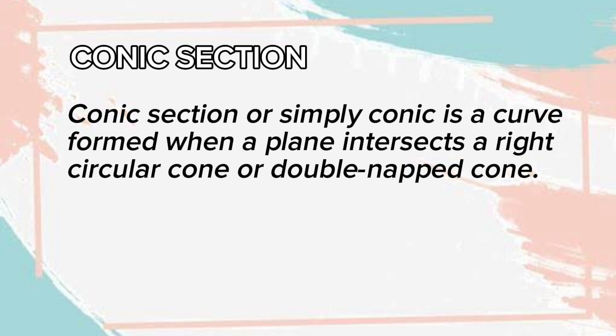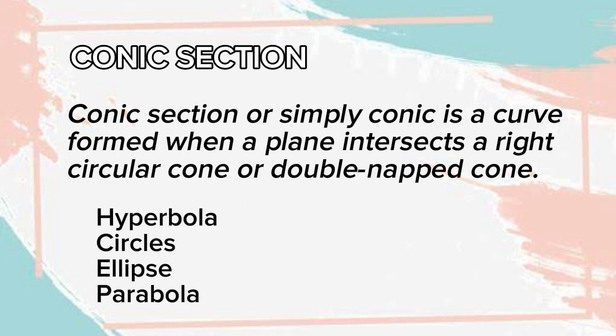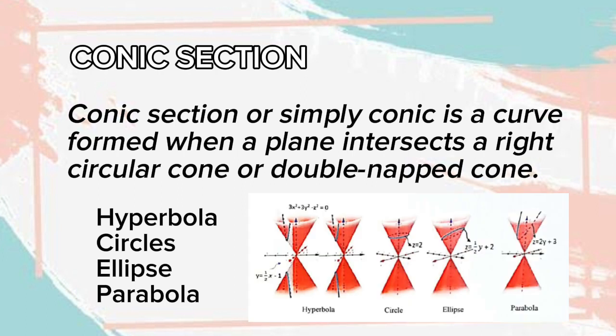So for today's video, we are going to discuss conic sections. A conic section, or simply conic, is a curve formed when a plane intersects a right circular cone or double-napped cone. These are the basic conic sections: hyperbola, circle, ellipse, and parabola. As you can see in the illustration, this is what the conic sections look like.